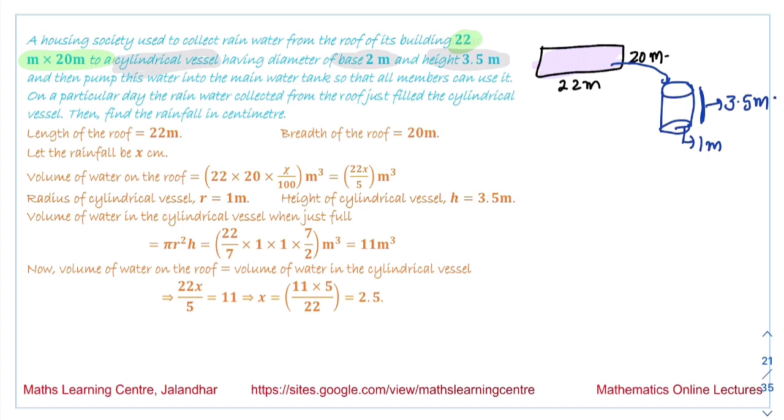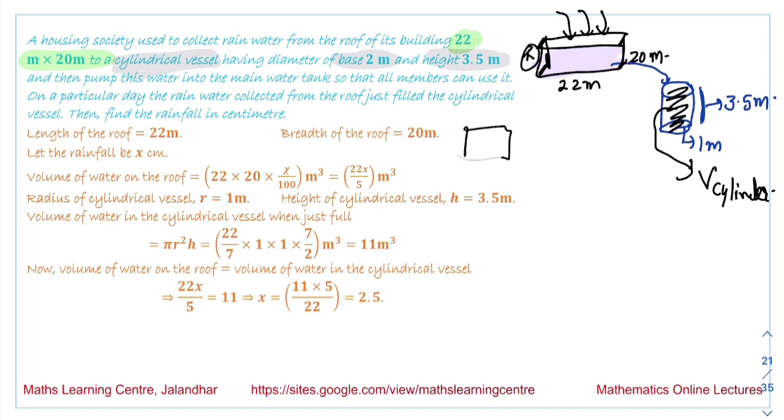So suppose this vessel is completely filled. It means the volume of the rain is equal to the volume of this cylinder. The amount of water we have is equal to the volume of this cylinder, and that rain actually falls over here on this roof. So if we say that the height of this rain over here is h.